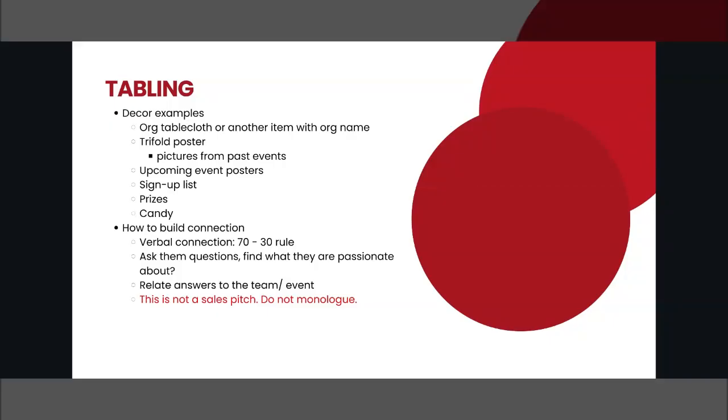Third, upcoming event posters, right? What are the opportunities these people can come to meet other students? What can they get involved with? Another very important piece, a sign up list, right? After this positive interaction, after this rapport has been built, you may want to reach out to them to see if they will want to join, or perhaps even they might come back to you.